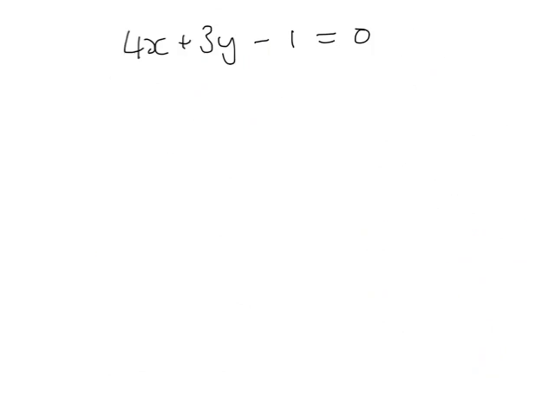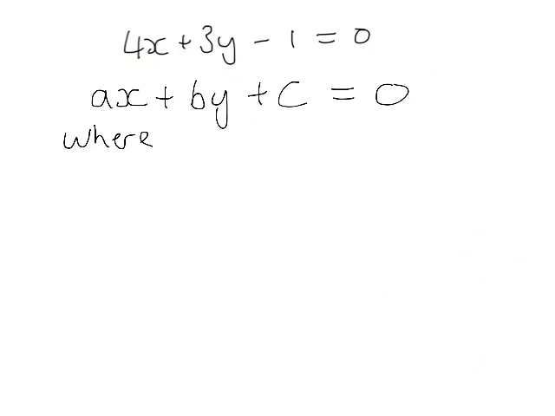Okay, so here we've got an equation of a straight line, 4x plus 3y minus 1 equals 0. And I'm not sure if you would have seen the equation of a straight line in this form before. This is another form that we use at A level. It's the form ax plus by plus c equals 0, where a, b, and c are all integers, they're all whole numbers. And you're sometimes asked to find the equation of the line and give your answer in this form.